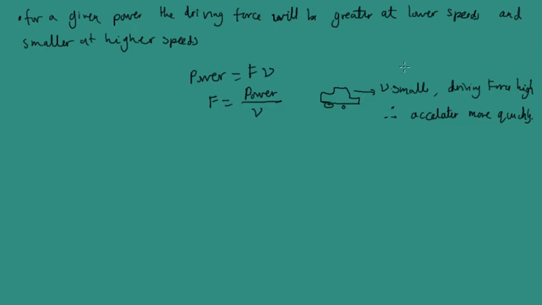At the maximum speed, acceleration is 0, and hence the resultant force is 0. So the driving force will be balanced out by other forces on the car. So let's look at an example of this.